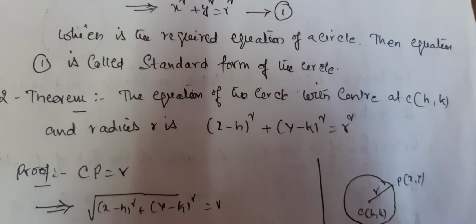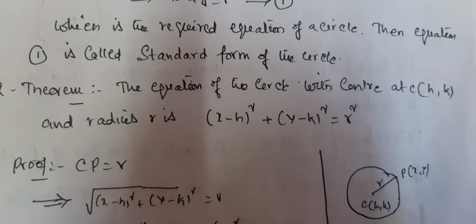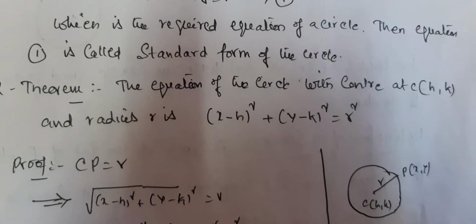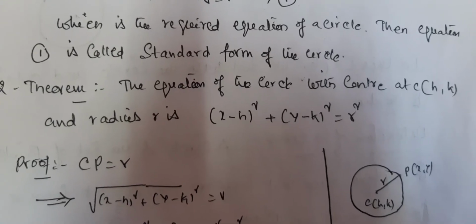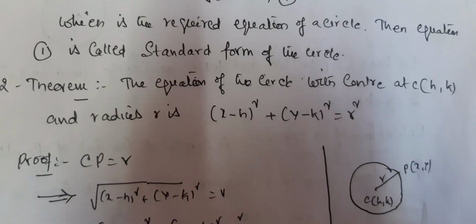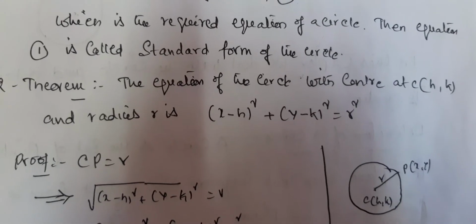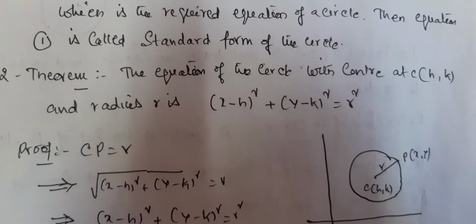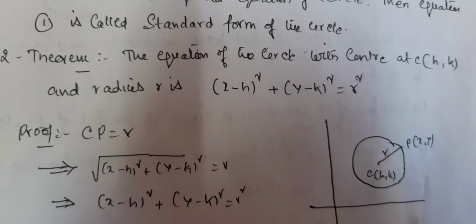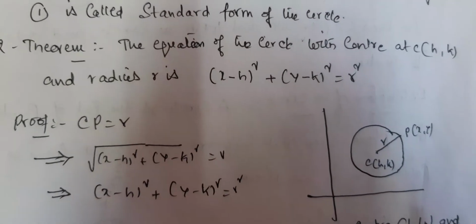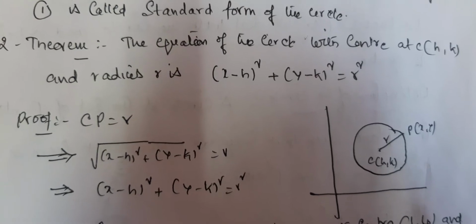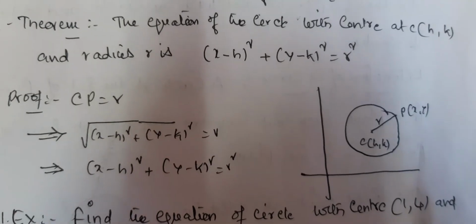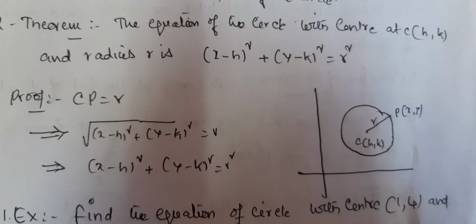When you observe the figure, C is the center with coordinates (h, k), P(x, y) is any point on the circle, and CP is the radius of the circle. CP is equal to r, which implies the distance between the two points (x, y) and (h, k), as we know, is the square root of (x minus h) whole square plus (y minus k) whole square, equal to r. When we square both sides, (x minus h) whole square plus (y minus k) whole square is equal to r square. So this is the equation of a circle when the center is other than (0, 0).